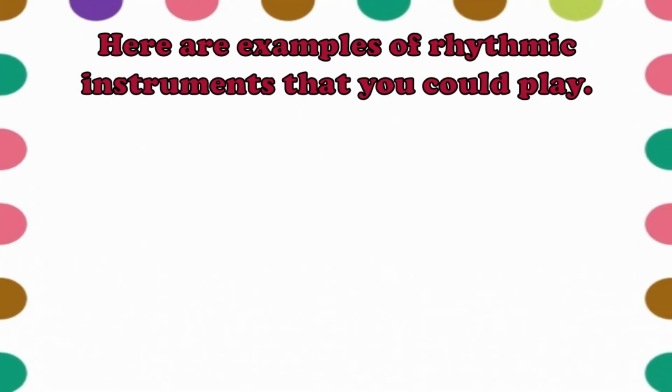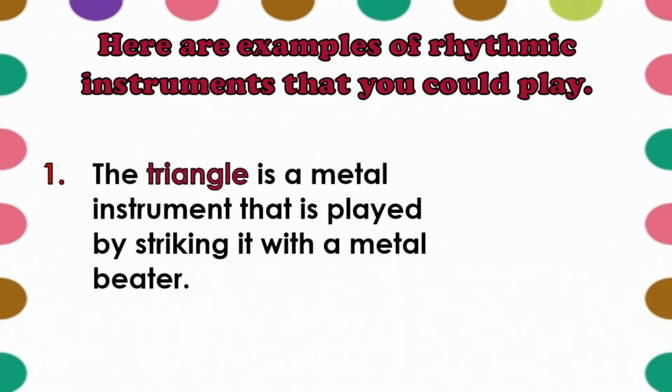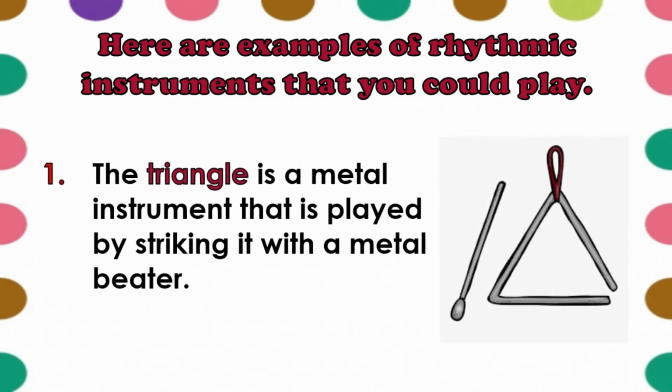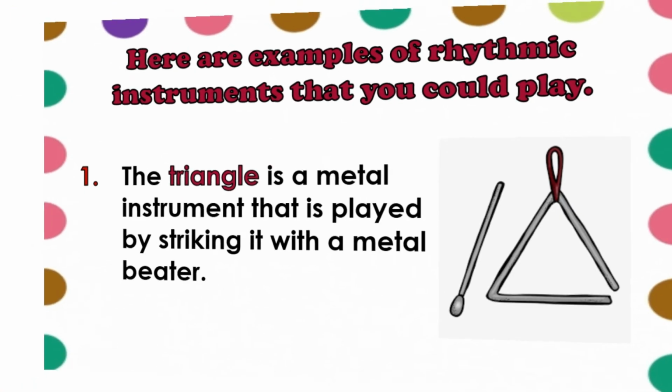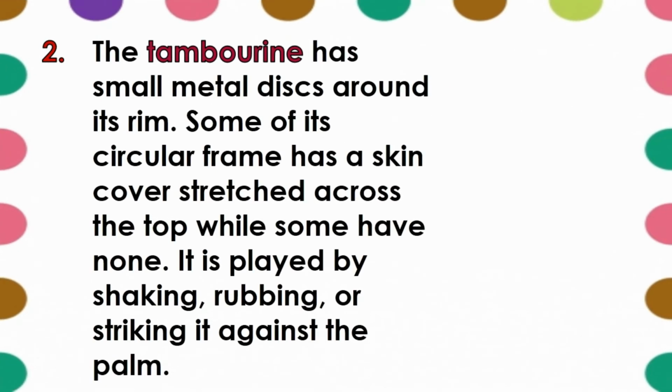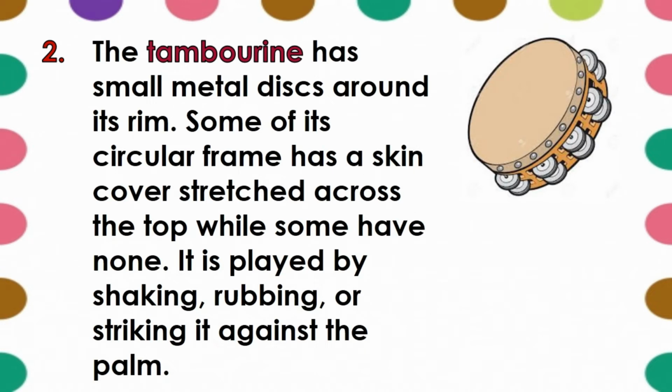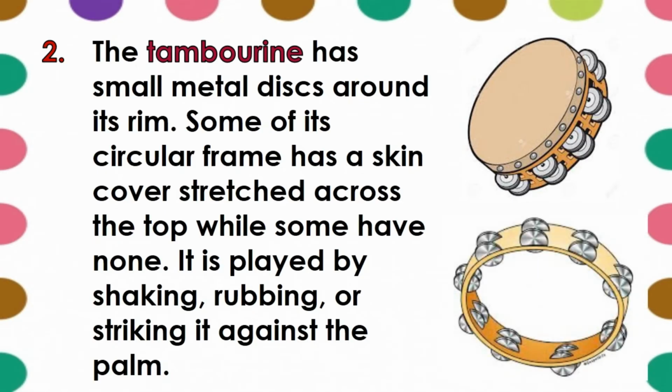Here are examples of rhythmic instruments that you could play. First is triangle. The triangle is a metal instrument that is played by striking it with a metal beater. Second is tambourine. The tambourine has small metal discs around its rim. Some of its circular frame has a skin cover stretched across the top, while some have none. It is played by shaking, rubbing, or striking it against the palm.